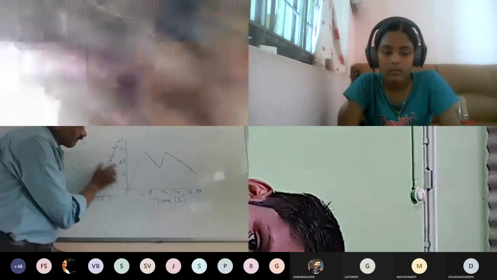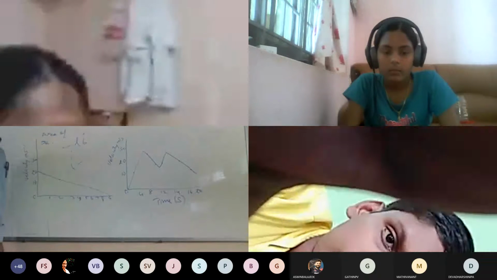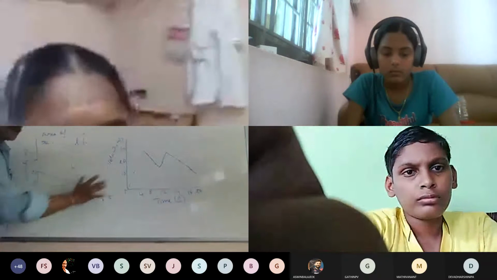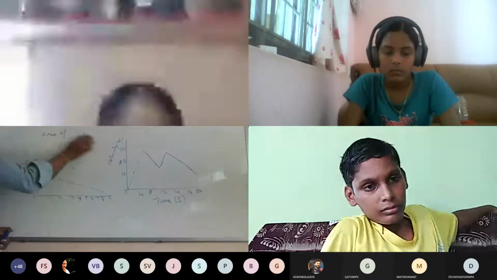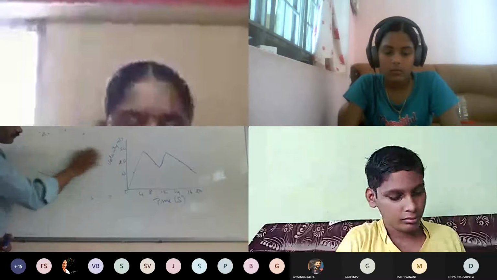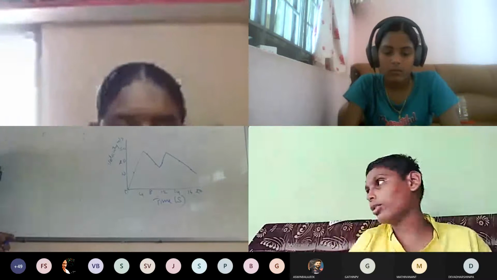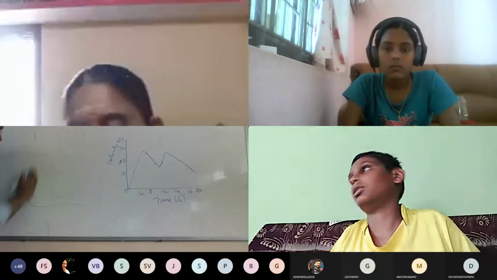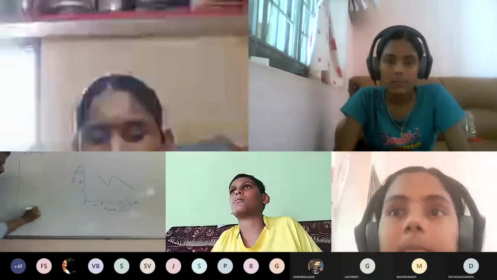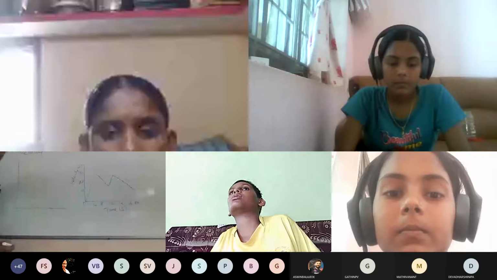So this is also a velocity-time graph. Both are velocity-time graphs, but they have different shapes. Yesterday we saw a graph. In the graph, see here, we are drawing the graph like this.